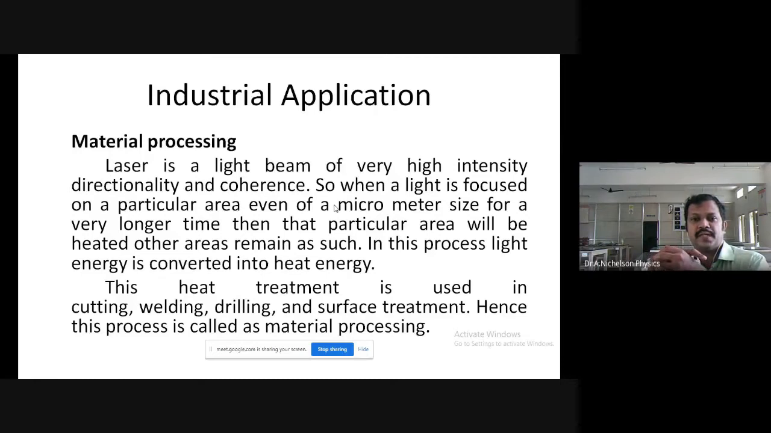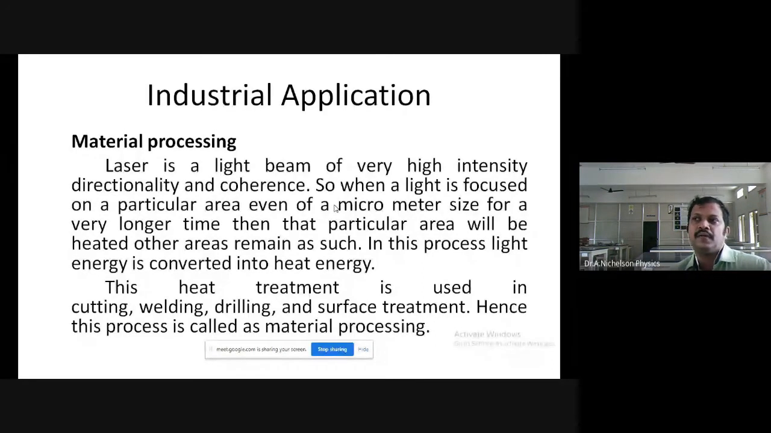Process the materials, and also to have micro machining. Okay, normally it is micro machining techniques or minute machining processes to carving. For carving, we can use this laser. So to design very fine circuits or for the carving purpose, we can use this laser.